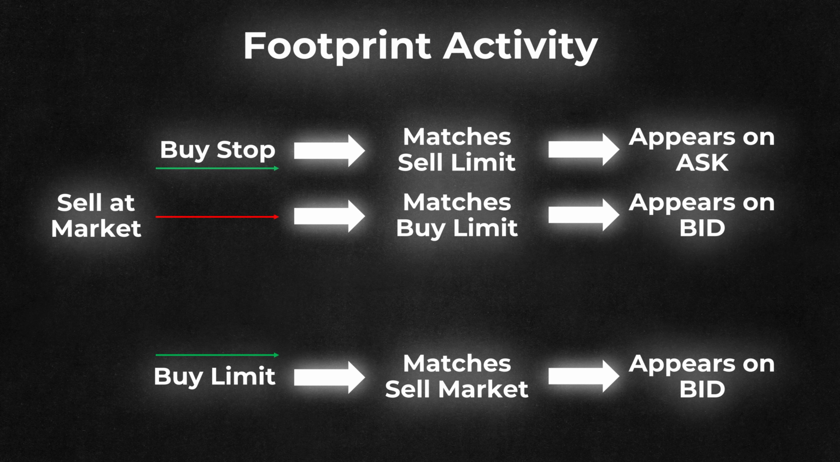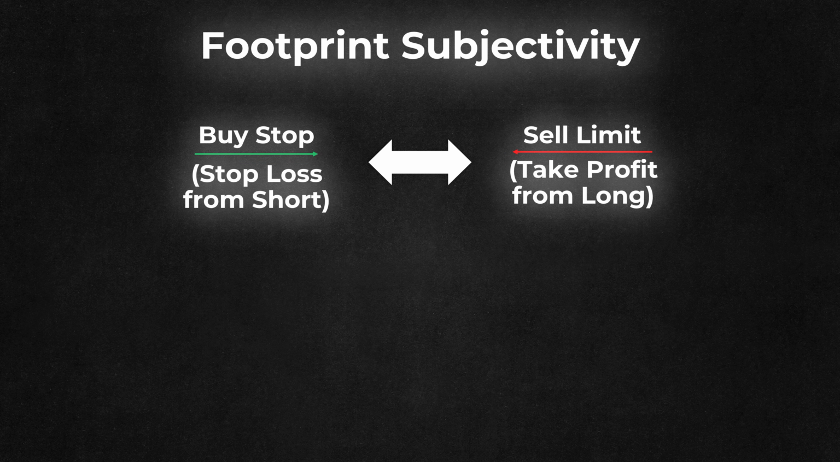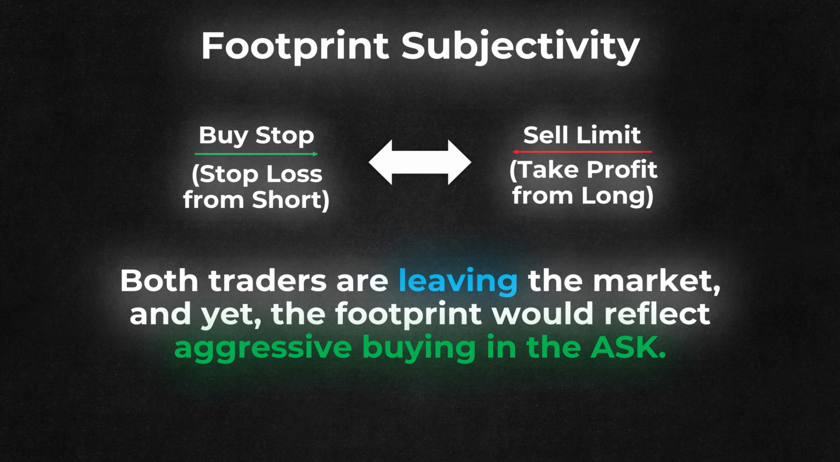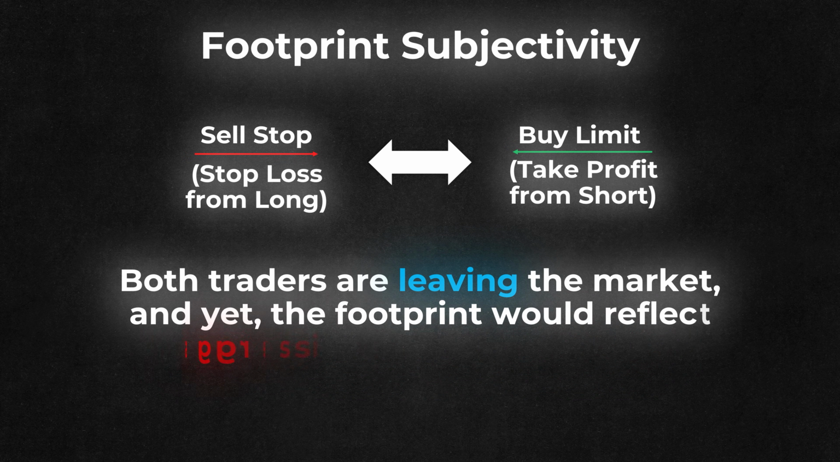It's key to remember that not all aggressive orders have intent of adding buying or selling pressure to the market. For example, the stop loss of a sell, which is a buy market order, can match a take profit from a buy, which is a sell limit order. This will appear on the ask. Both traders are leaving the market, and yet the footprint would reflect aggressive buying in the ask. The stop loss of a buy, which is a sell market order, can match a take profit from a sell, which is a buy limit order. This would appear in the bid. Both traders are leaving the market, and yet the footprint would reflect aggressive selling in the bid.